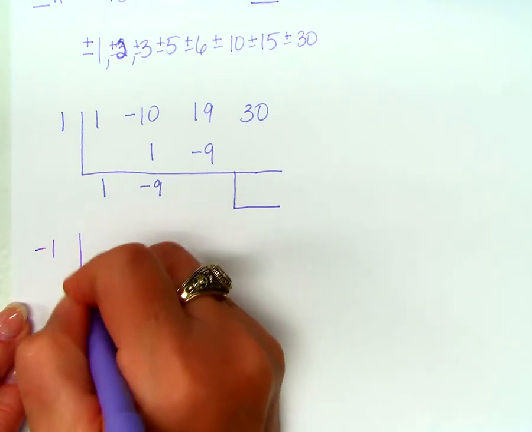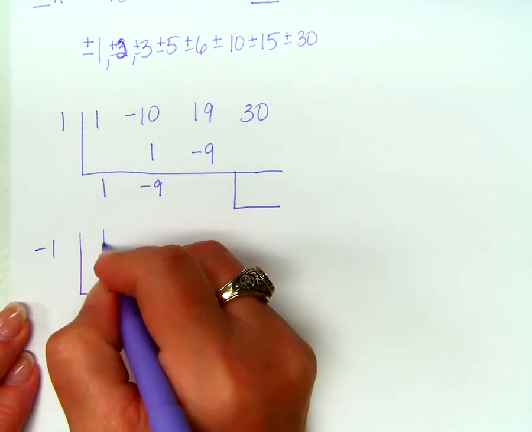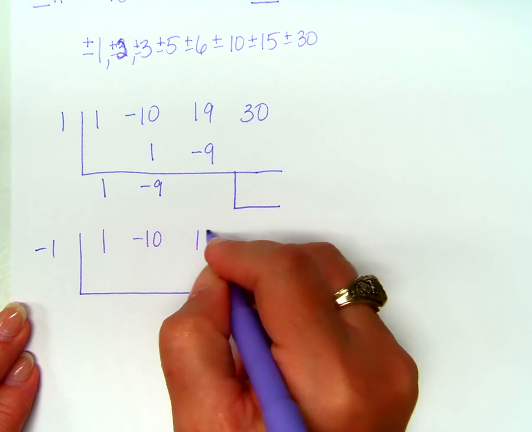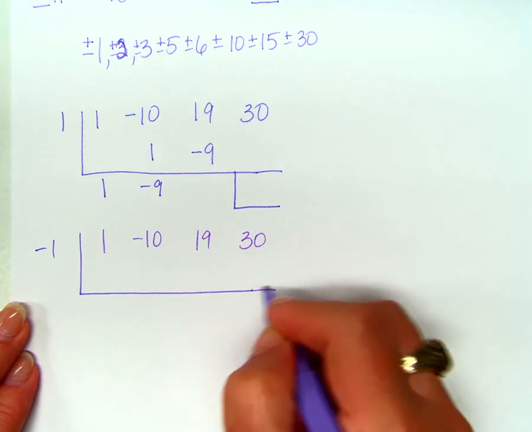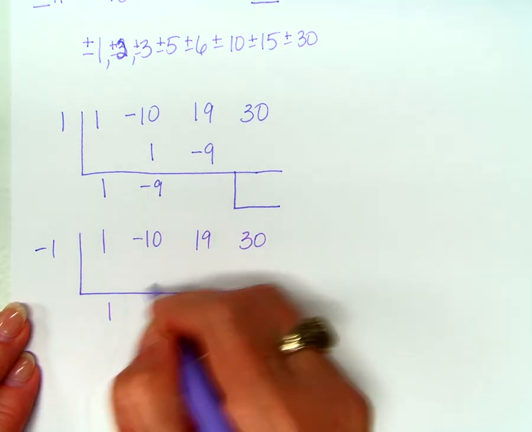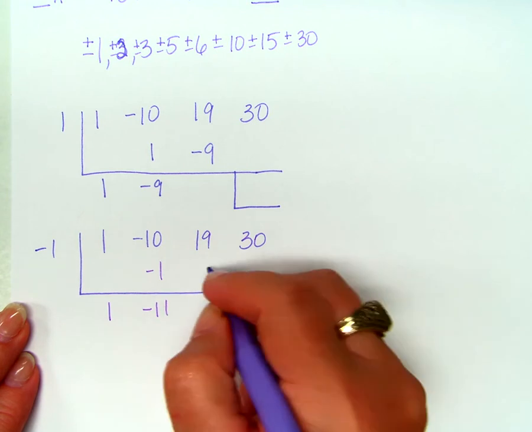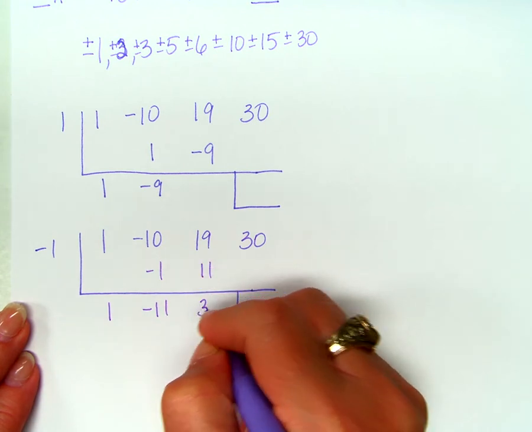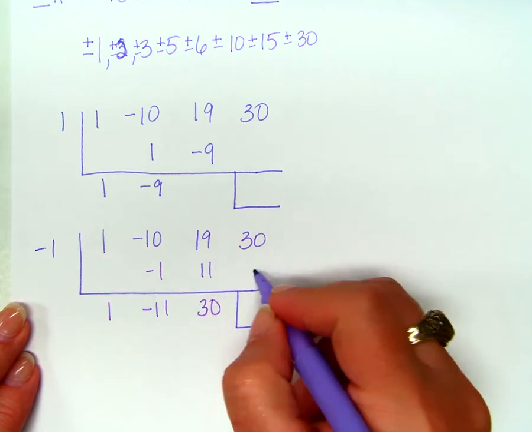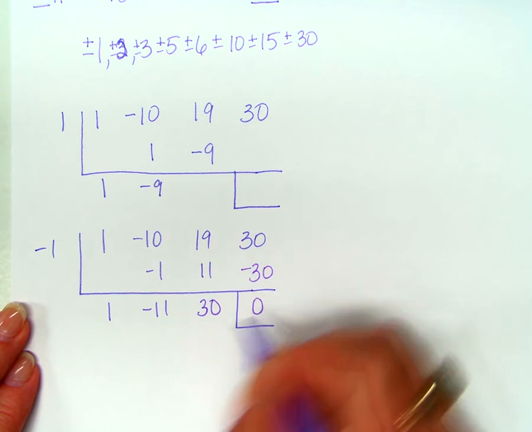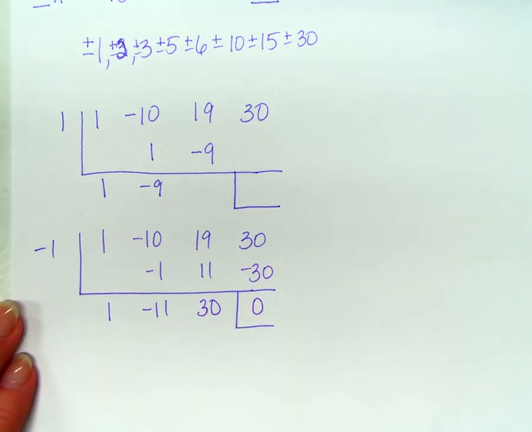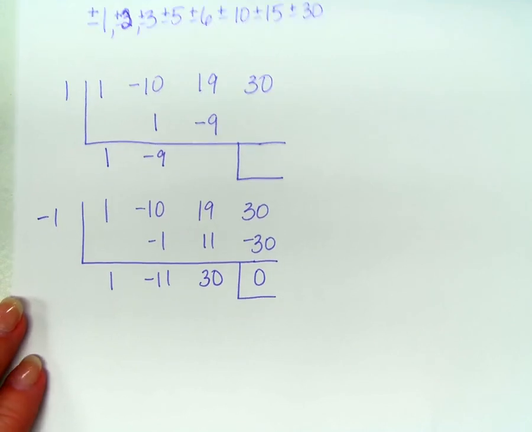-1. 1, -10, 19, 30. 1, -1, -11, 11. Ooh. Yes. So now what? Move it back into an equation?